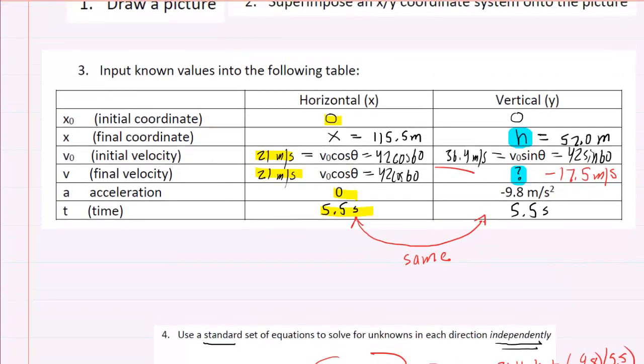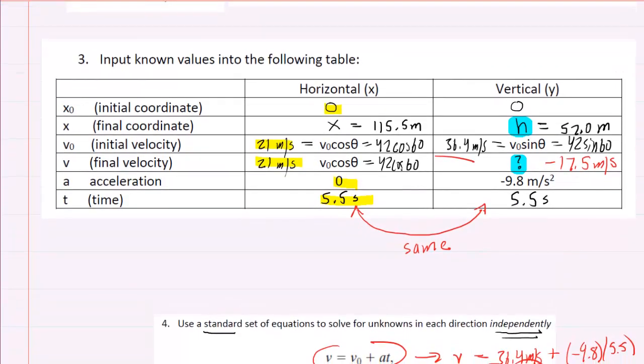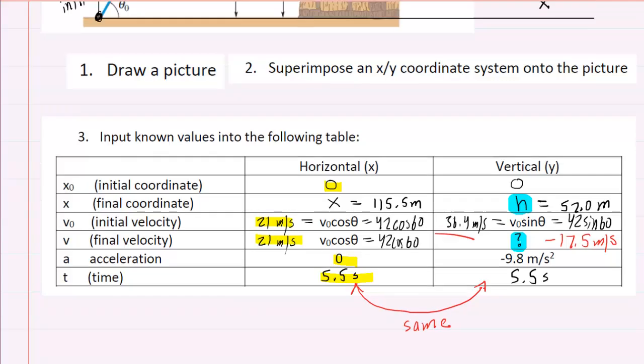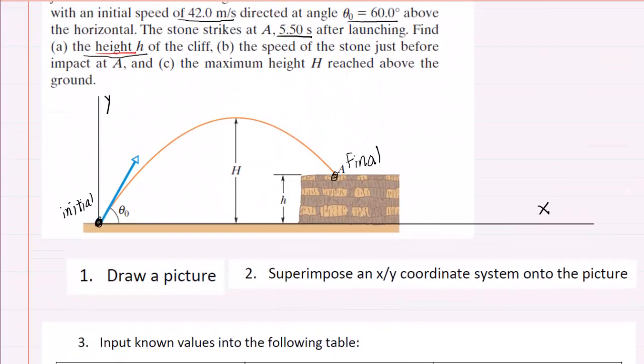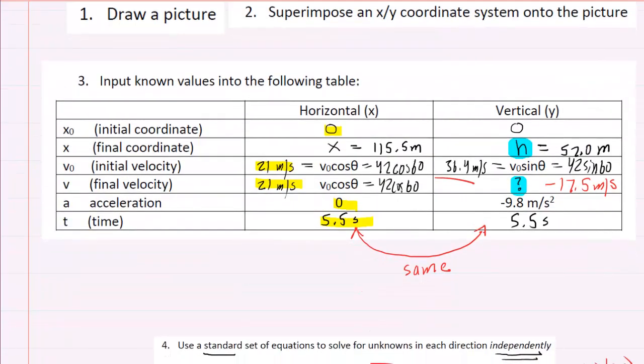And so that is the basic rhythm of how to approach a projectile motion question. And there's some details here that we could investigate perhaps briefly. Part B wanted the speed of the stone just before impact at point A. So over here they want the speed at point A. I suppose we'll solve that before moving on to the next example. We don't need all the details right now.